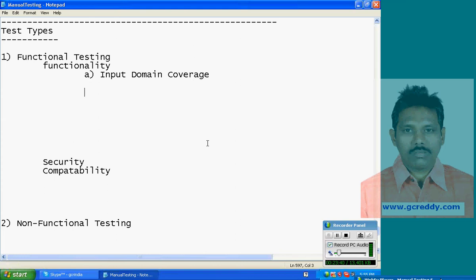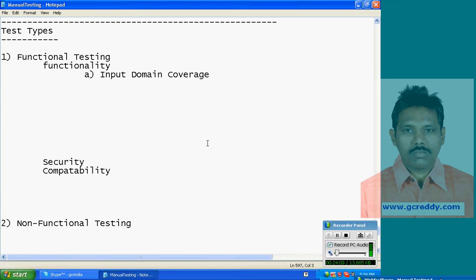Say input domain coverage. Checking whether the system is accepting valid inputs or not and preventing invalid inputs or not.